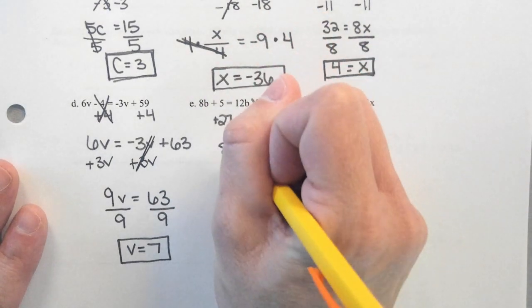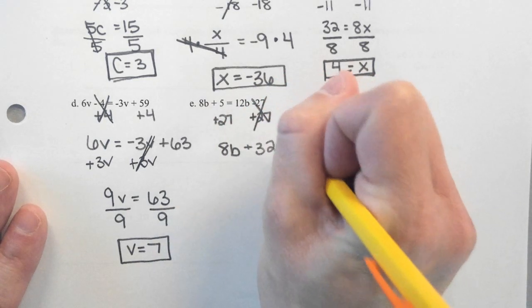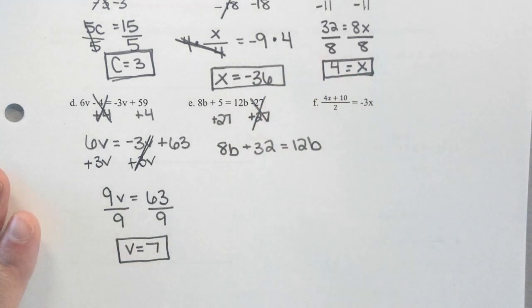So 5 and 27 adds up to 32. And that's equal to 12b. So now I'm here. Griffin, what might you do next?